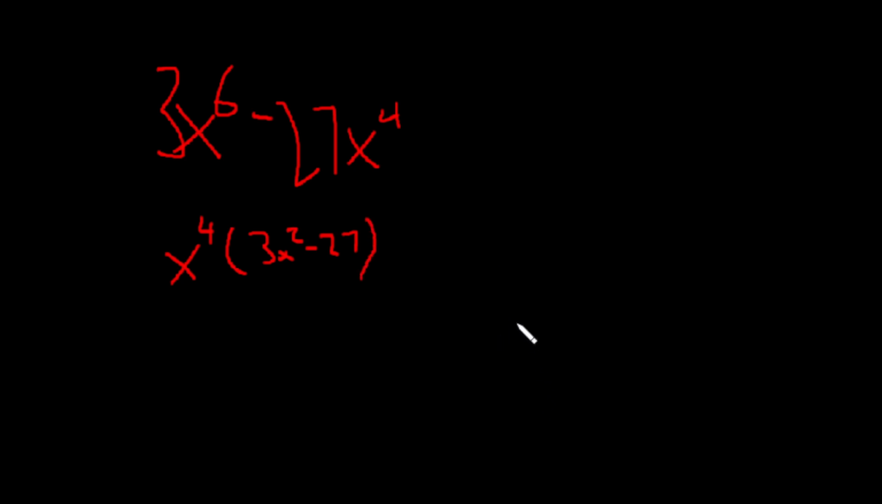Now, you wouldn't know this, but 27, you know what 27 is? Alright, hold on, let me show you. This is 3 times x squared minus 3 times 9. Wait, no, just 9, my bad. Or actually it's 3 cubed, but let's just say it's 3 times 9.